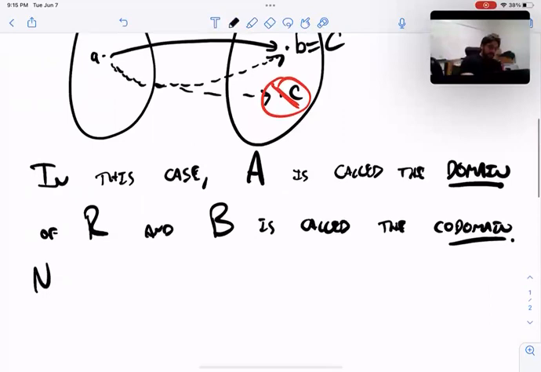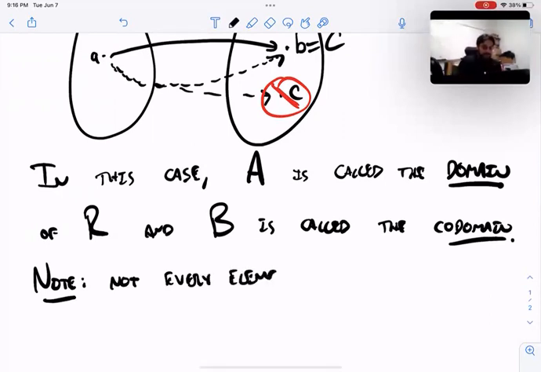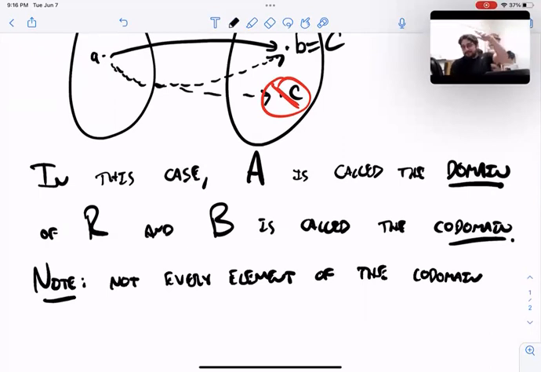Note, one thing to note here is that not every element of the codomain has to actually get used. Some of them might just be sitting there and never get paired with it. An element of the domain never gets paired with it. That can happen. You're just sort of specifying the set of all possible outputs.